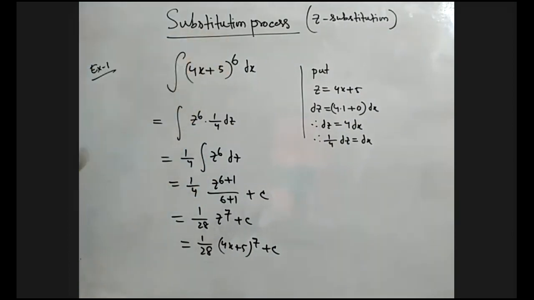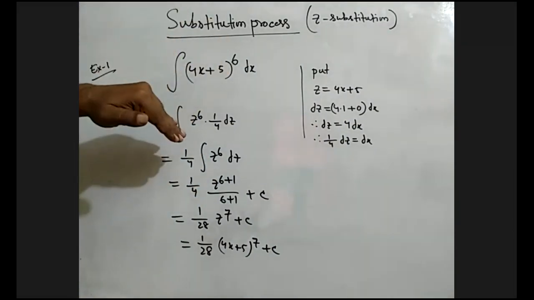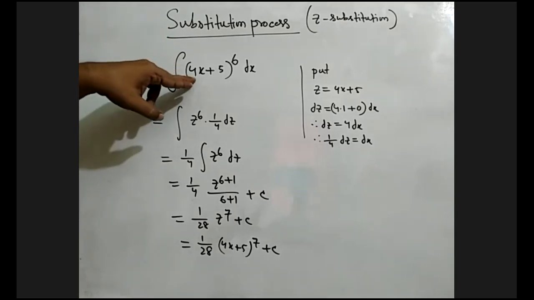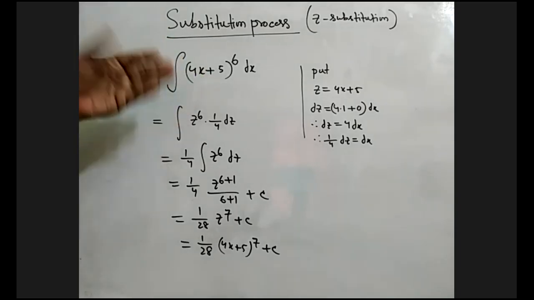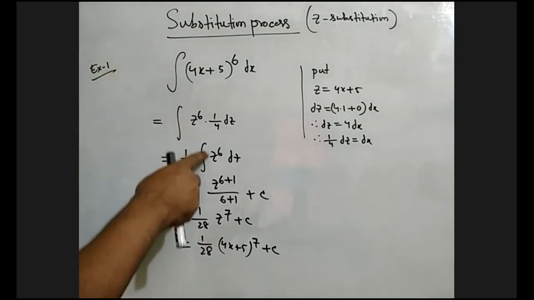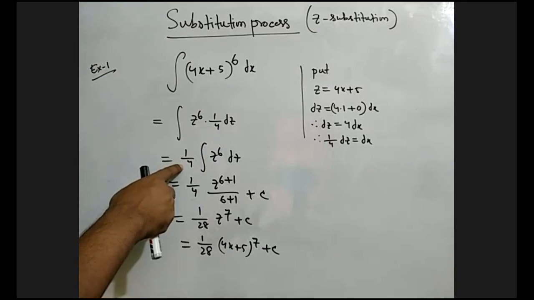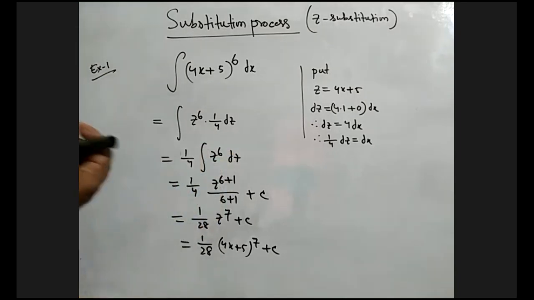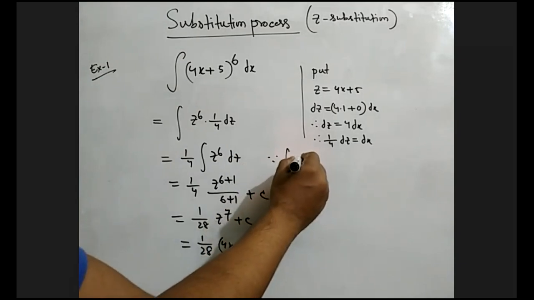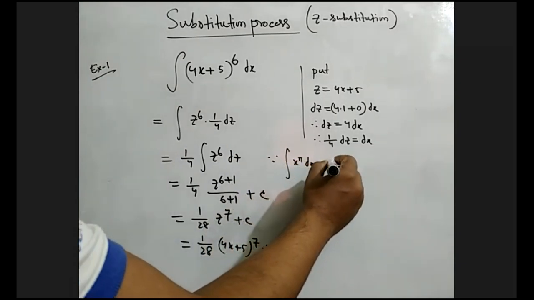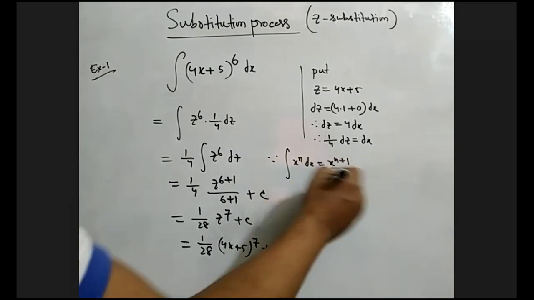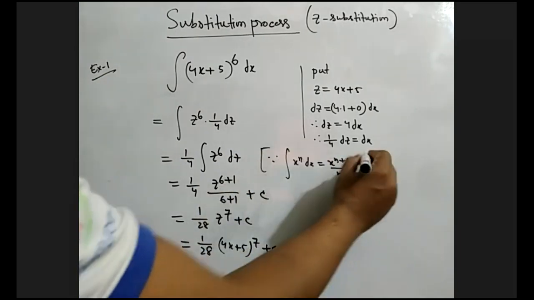So the x variable transformed to z variable. That means we are substituting 4x plus 5 with z. This is why it is called the substitution process. Now this is the variable z to the power 6, and 1 by 4 is the constant. Now using the power rule, you must know what the power rule is. The power rule: integral of x to the power n dx equals x to the power n plus 1 divided by n plus 1. Just using this formula here.